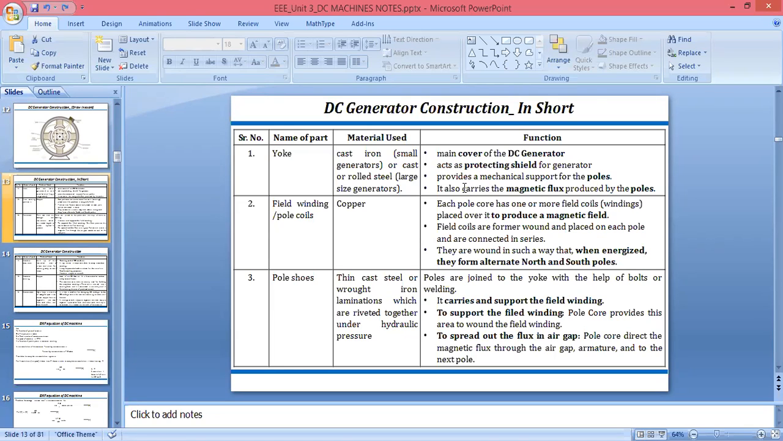It will carry the magnetic flux produced by the pole because it is supposed to create the EMF. It is supposed to generate electricity, so it is using the magnetic flux which will be introduced by the pole.